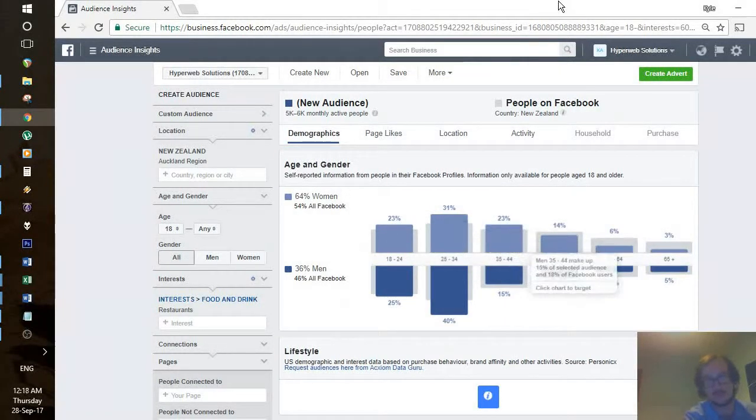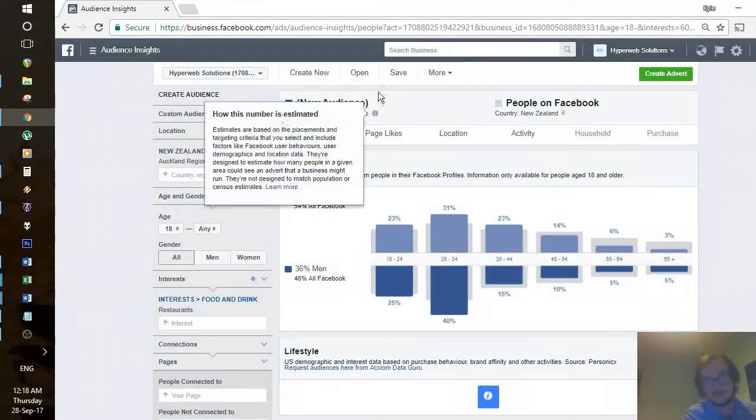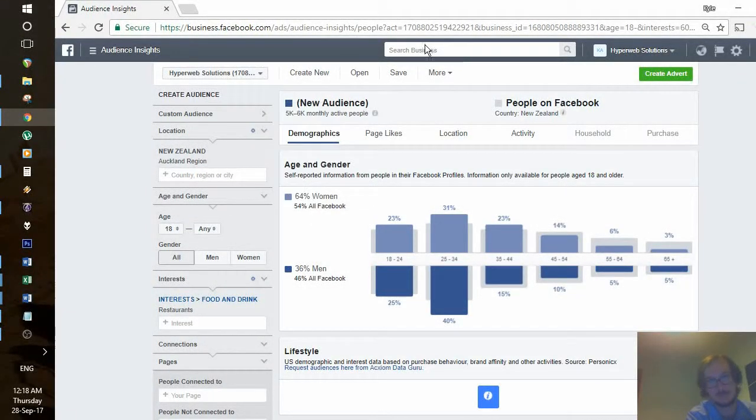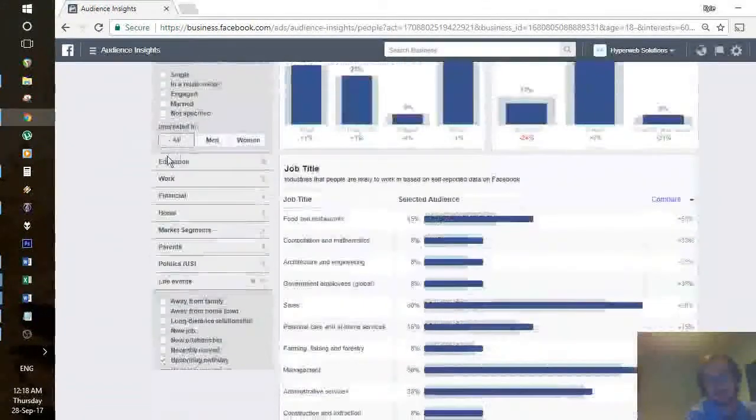It's really powerful, as you can see. I mean, where else can you target 5,000 to 6,000 people in Auckland who have a birthday? How long would it take you to build up an email list or a database of people who you know have birthdays coming up? You can get that information right here.